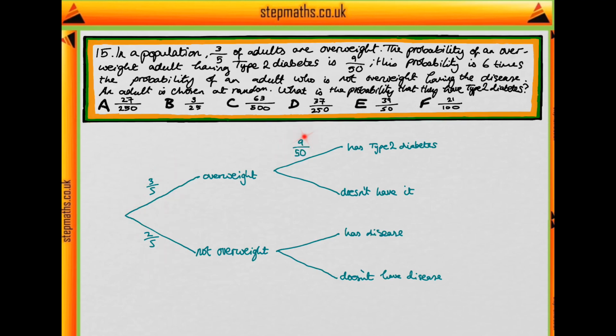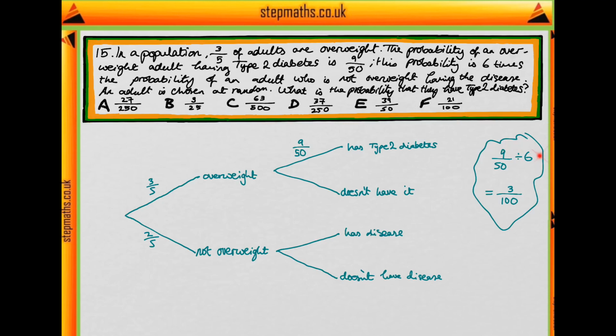Similarly, 9/50 have type 2 diabetes. And we don't need to worry about what amount don't have it, because we're looking for a probability that they have it. So actually this is going to be completely irrelevant. And in the time pressure of the exam, it's better not to worry about working out things that you don't really need. So we also know that this probability that they have it if they're overweight is 6 times the probability of a not overweight adult having the disease.